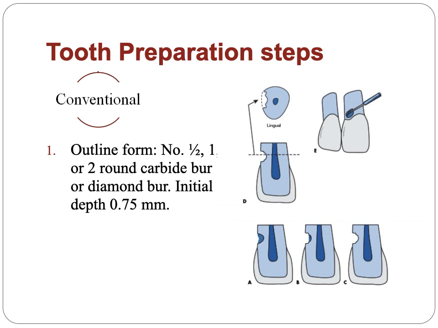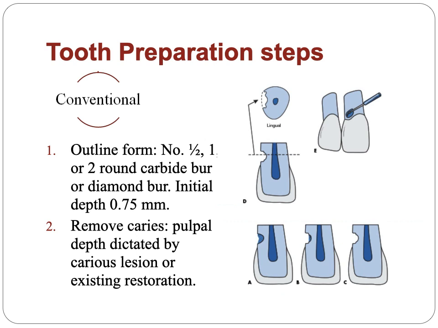Now the outline form, we will start with choosing the burs. The bur that is preferred for class 3 and class 4 usually is a round bur. You can use all dimensions, half, 1 or 2 round carbide bur or diamond bur. And usually we enter in the area of caries by 0.75 millimeter in depth.